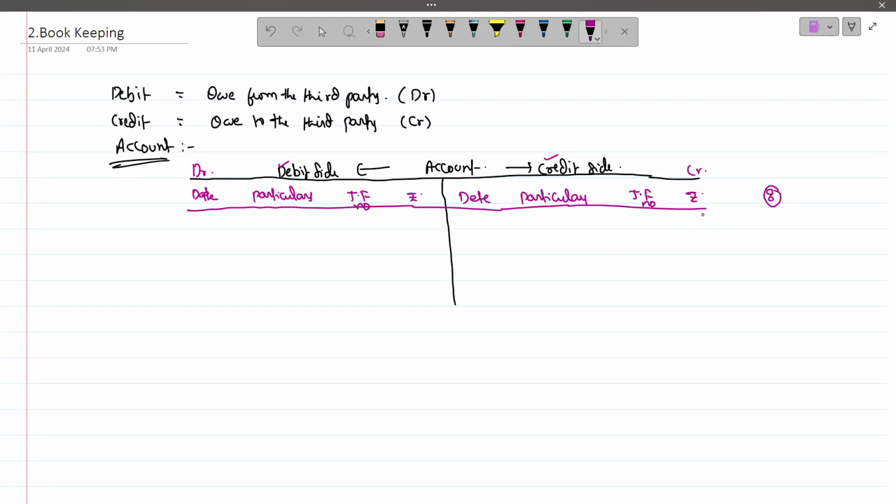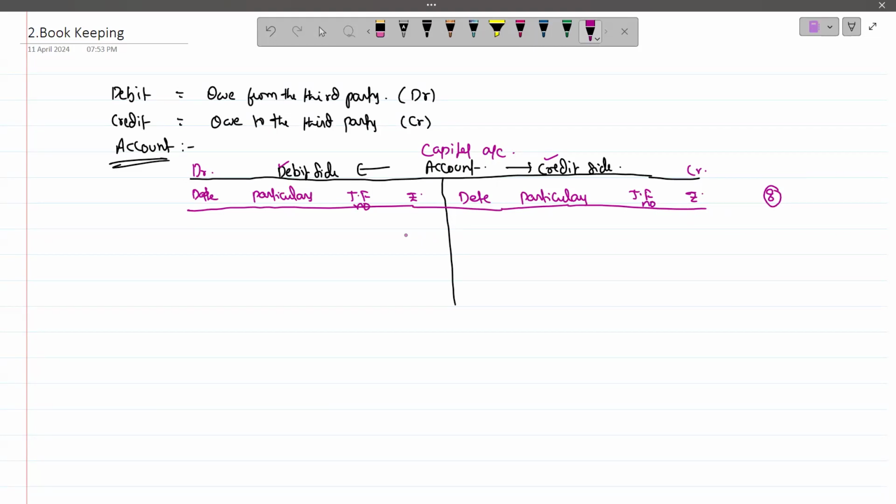Here in the middle we have to mention the name of the account, the title of the account. For example, if we are writing the total details about the capital, then we have to use the words capital account. A/C is nothing but account. In case we are writing the salary details, then we mention salary account at the top. In case of purchases, we use purchases account. In case of sales, sales account.